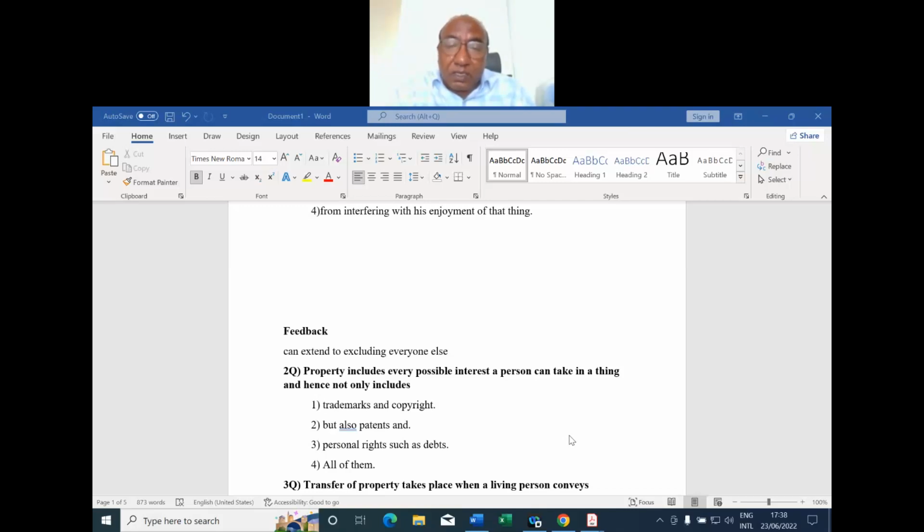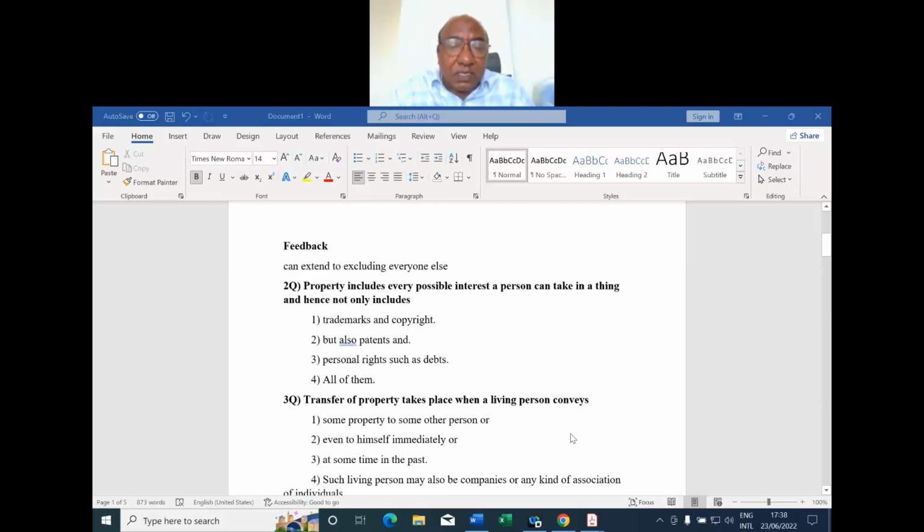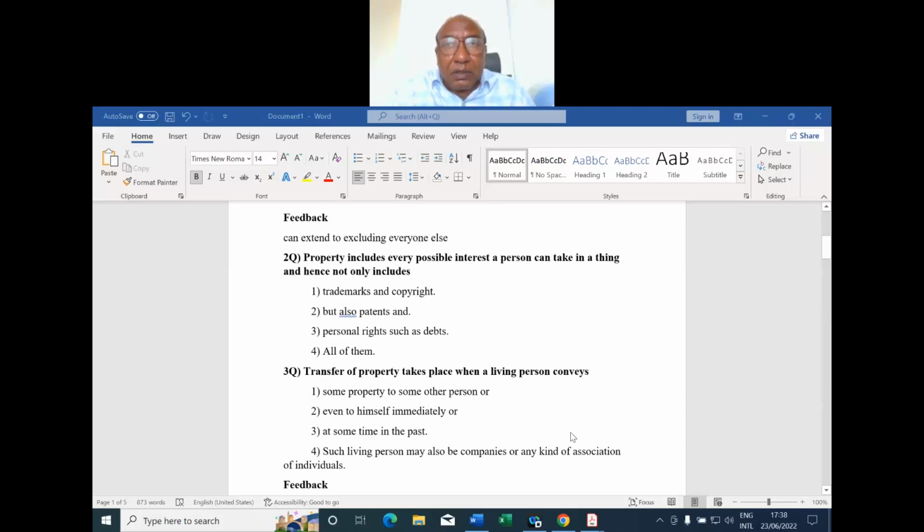Trademarks and copyrights, yes, it's property. Patents, yes, it's property. Personal rights such as debts. If the debts cannot be claimed, it can be claimed. Is it not a property? It is a property. Yes, sir. All of them is the right answer. So each one you can take in that way by following either a deductive method or the inductive method.